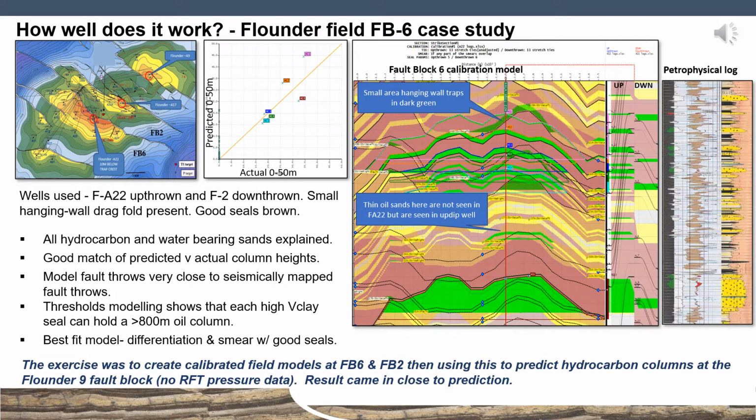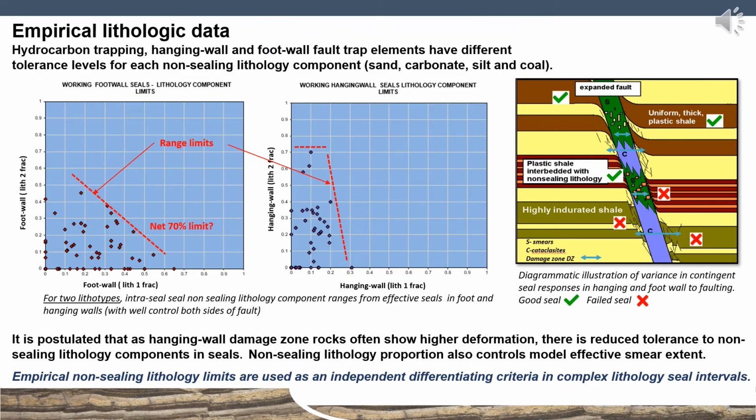The black sigmoids on either side show the dip spill levels on either side of the fault, and with all this data we're effectively setting up a 3D model. The result here is that we're explaining all the hydrocarbon and water bearing sands. We have a pretty good match of predicted versus actual column heights. The model fault throws match very closely also with the seismic fault throws.